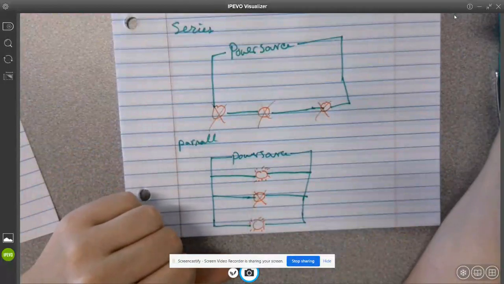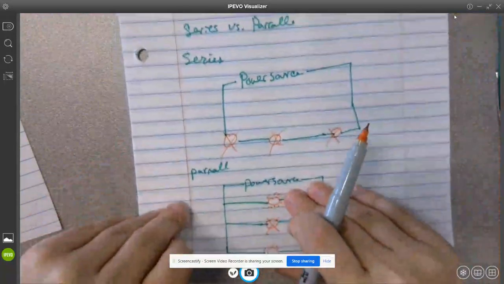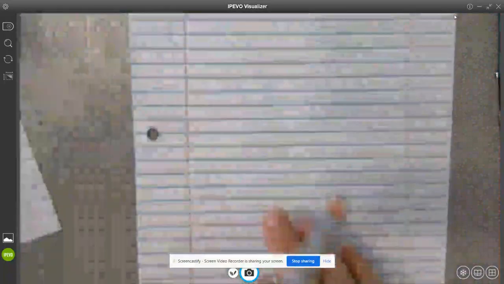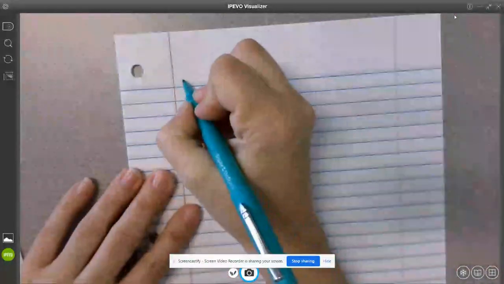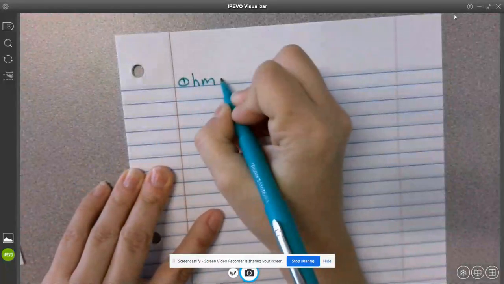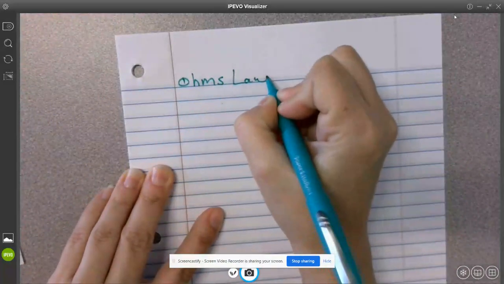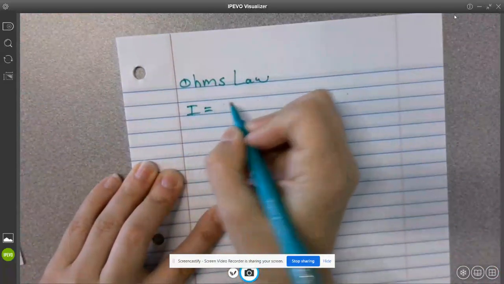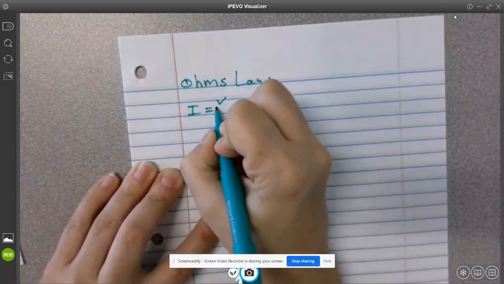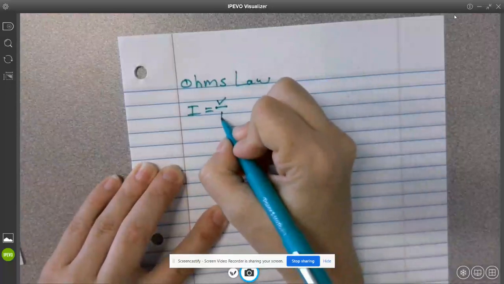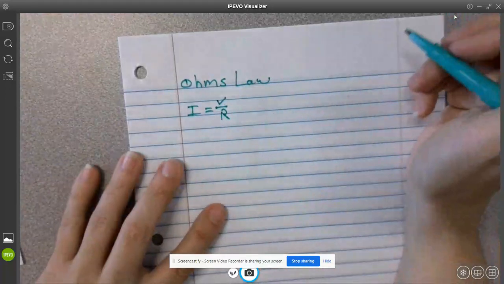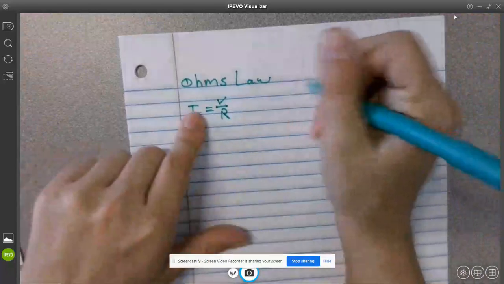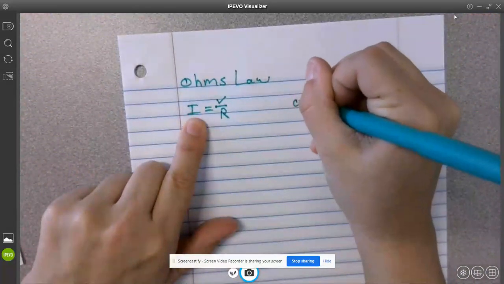Now, this does lead into what's called Ohm's law. Ohm's law is simply a fancy term for a calculation. It tells you that the current is equal to the voltage divided by your resistance. Again, I'll write that out a little bit differently. It's, of course, the same thing.